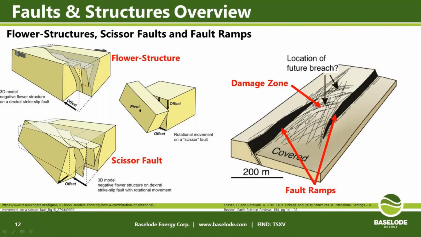Alternatively, fault ramps, which is the case on the right, can also produce the same interpreted tail end flips. In this case, you can see the damage zone between the two thick fault zones, which are colored in black. We use these to figure out where we'll find deposits.